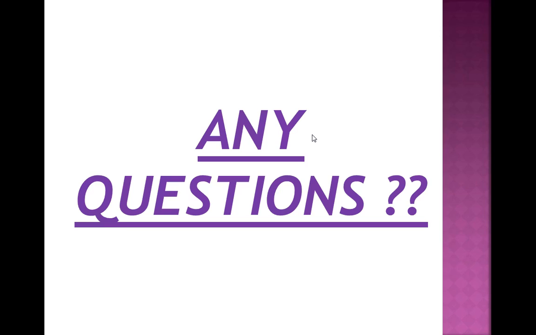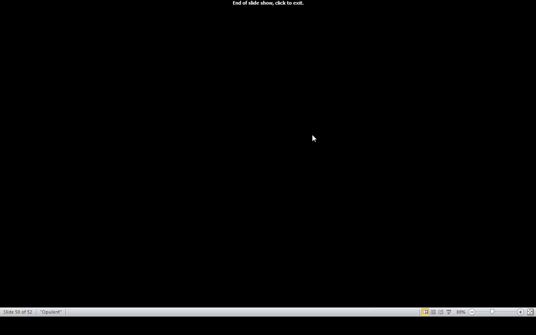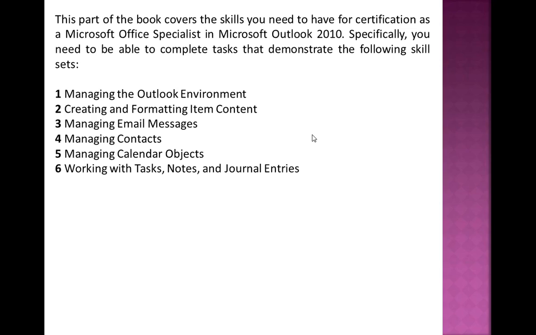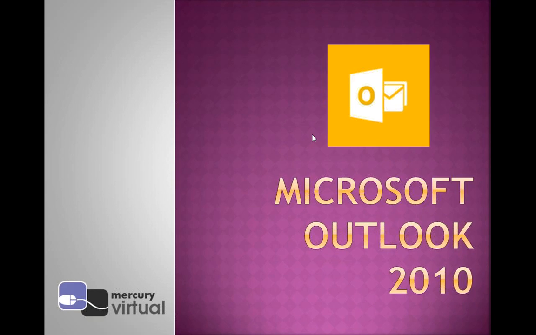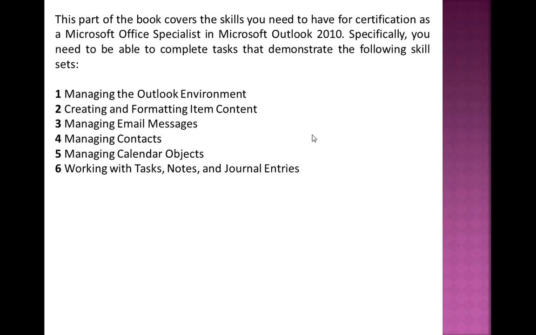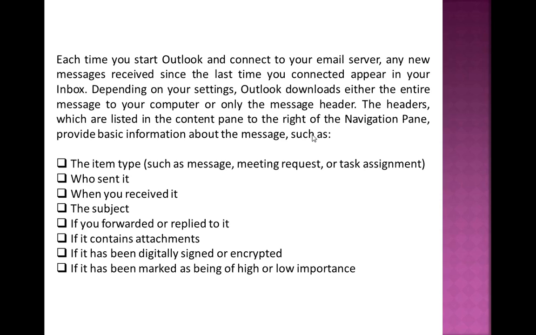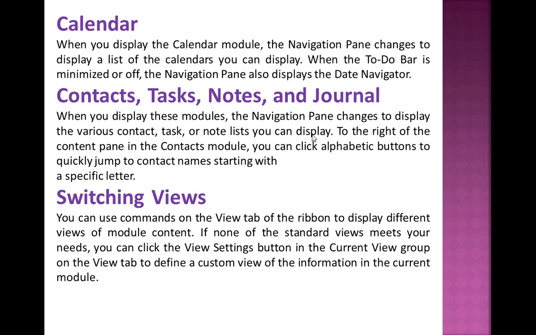But before that, let's take a quick review of what we have covered in today's class. I'm starting with Outlook 2010. There are 6 chapters in Outlook, 1, 2, 3, 4, 5, 6. And then we have covered the overview of MS Outlook 2010.